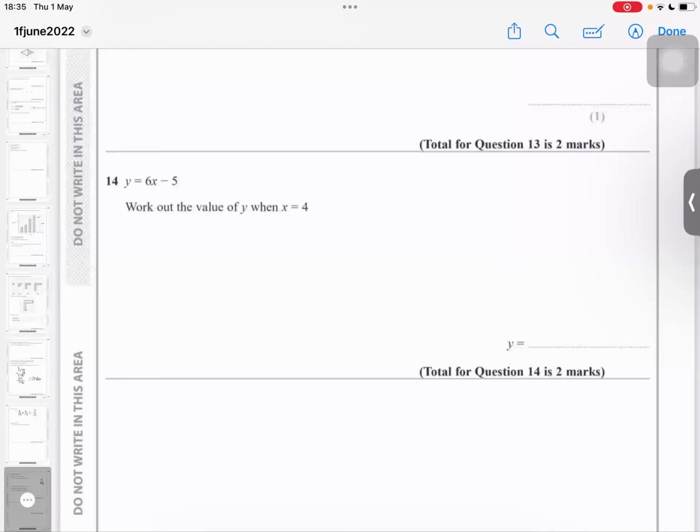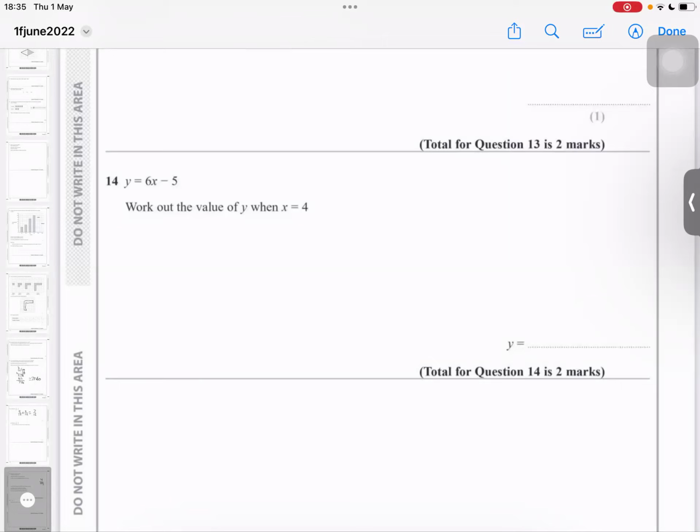Okay, this is a linear equation. It says work out the value of y when x is equal to 4. Substitution, pretty simple. All you need is your multiplication table. You need to be sound with your multiplication table. So I have y equals 6x minus 5, and x is 4. That means 6 times 4 minus 5.